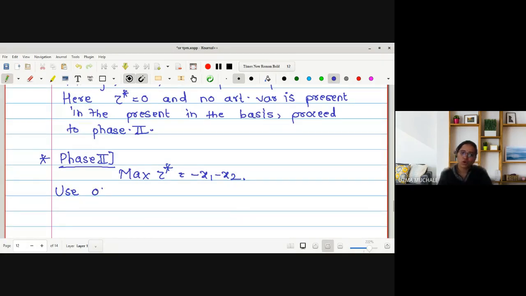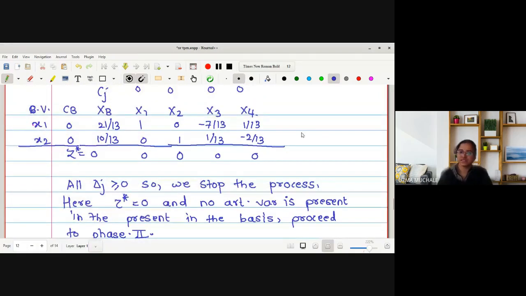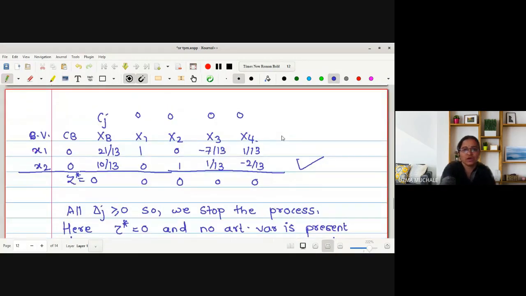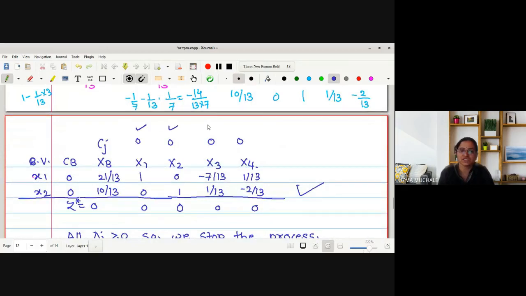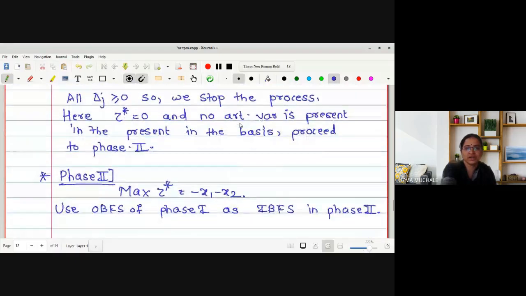Here only one statement I will write. Use OBFS of phase 1 as IBFS in phase 2. What is the meaning of this? Whatever optimum basic feasible solution we have obtained in phase 1, that is this table, we have to start this as an initial basic feasible solution for phase 2. In the same table we have to write, only we are going to change these CJ entries. Correct? Let me write the table.